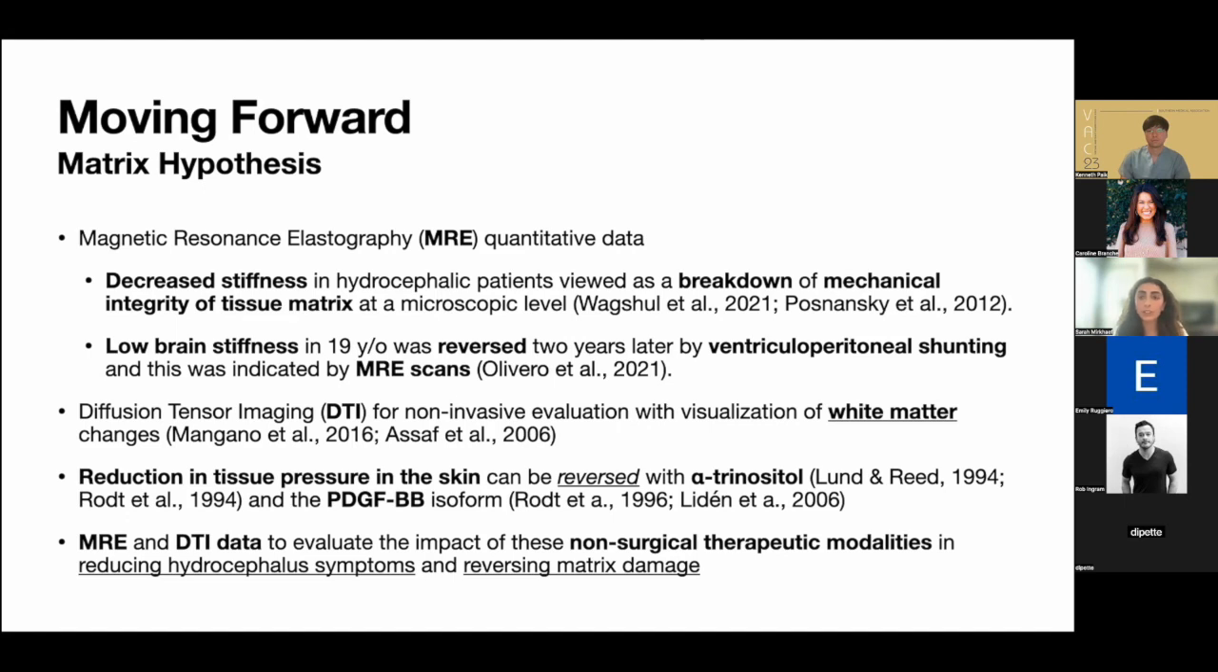So in the peripheral tissue, other studies have shown that anti-inflammatories, such as alpha-tricinetol or platelet-derived growth factor isoform BB, can reverse reductions in tissue pressure, specifically within the skin. So going forward, it would be interesting to see how these anti-inflammatories could be a non-surgical, non-invasive way to help reverse some matrix damage and reduce symptoms of hydrocephalus. And this could be studied using MRE and DTI data.